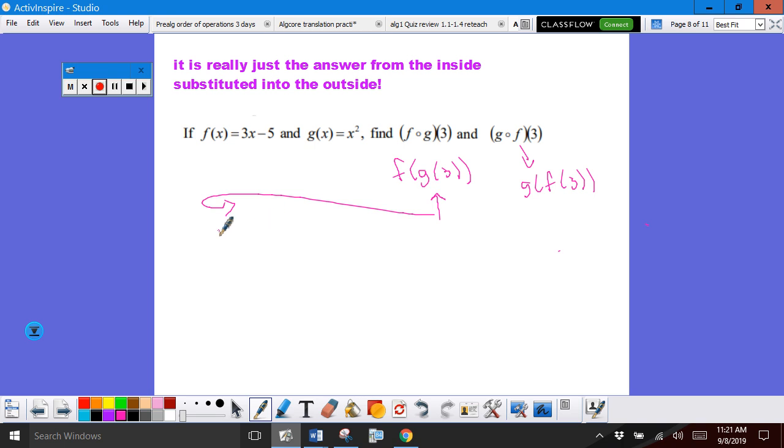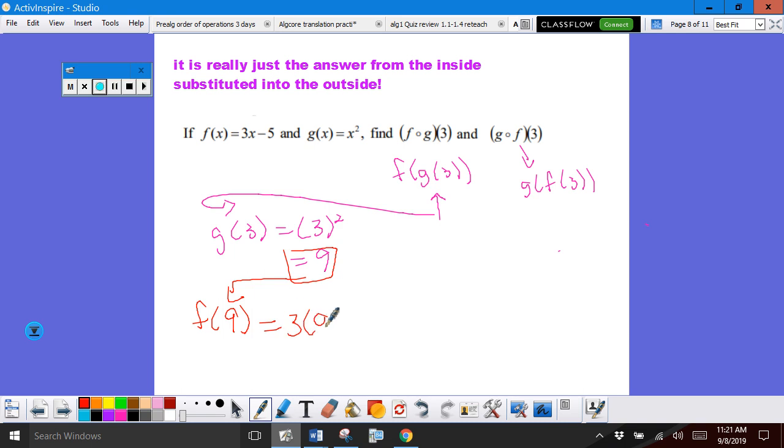So I start out with the g of 3. Well, I plug in the 3 for the x and all of a sudden I get a 9. So that answer is a 9. Now that is what I'm going to use in the f function. So now f of 9 is 3 times 9 minus 5. So 27 minus 5 gives me 22. So my f of g of 3 equals 22.